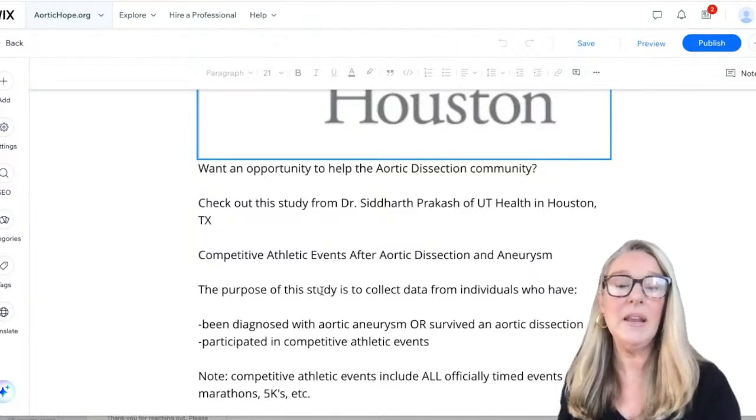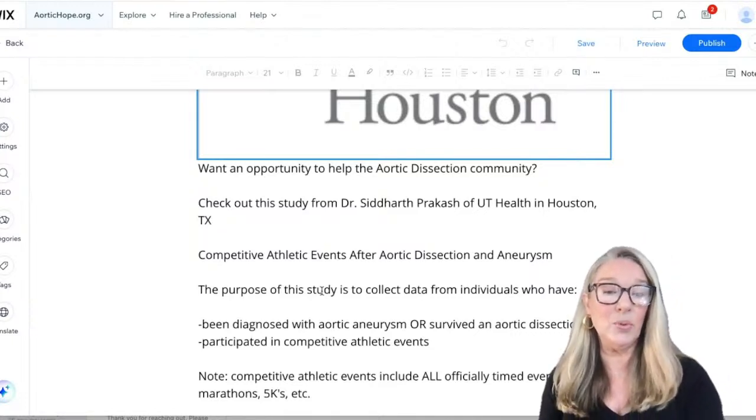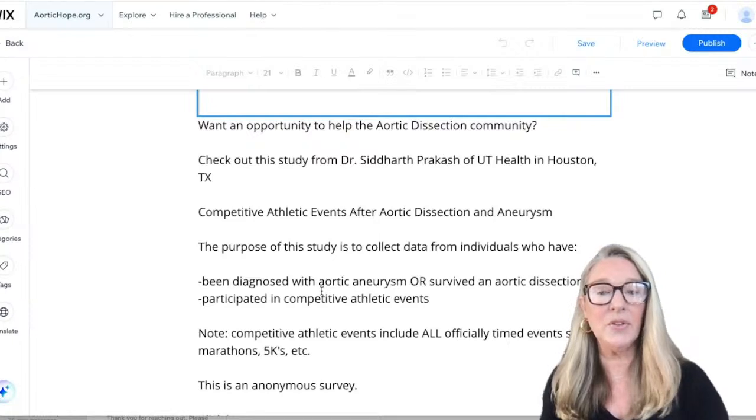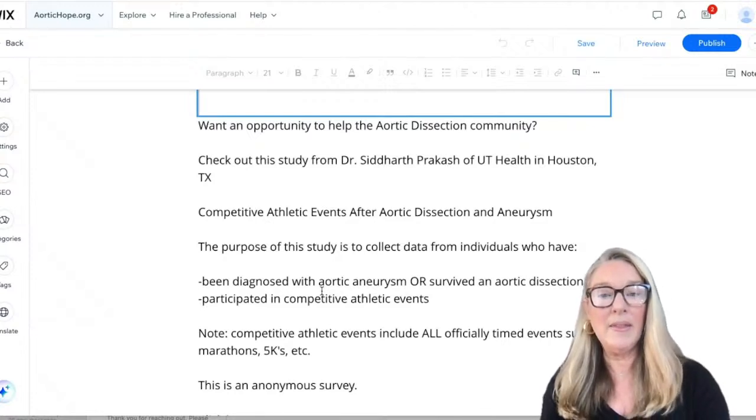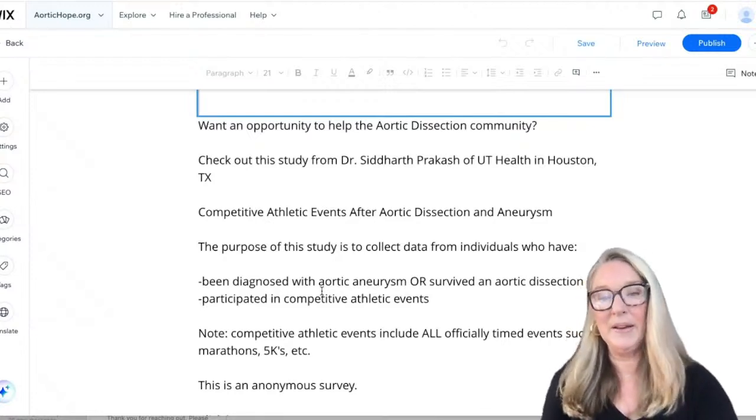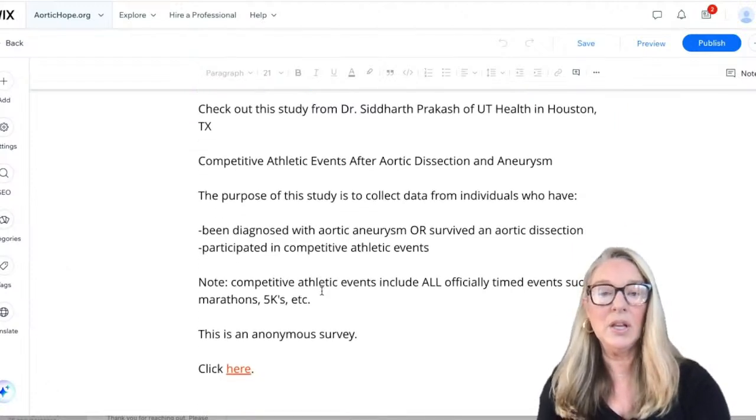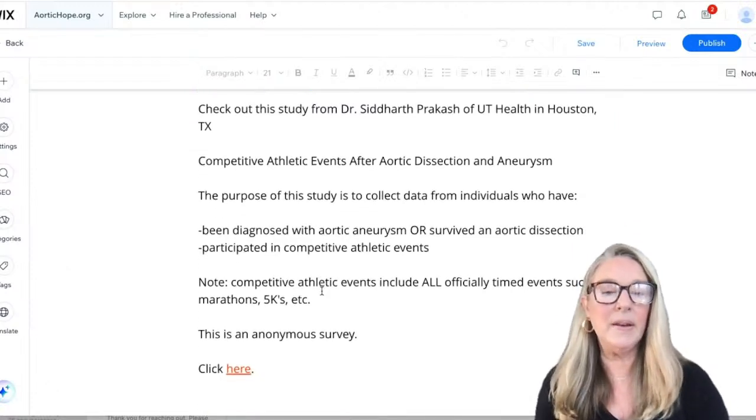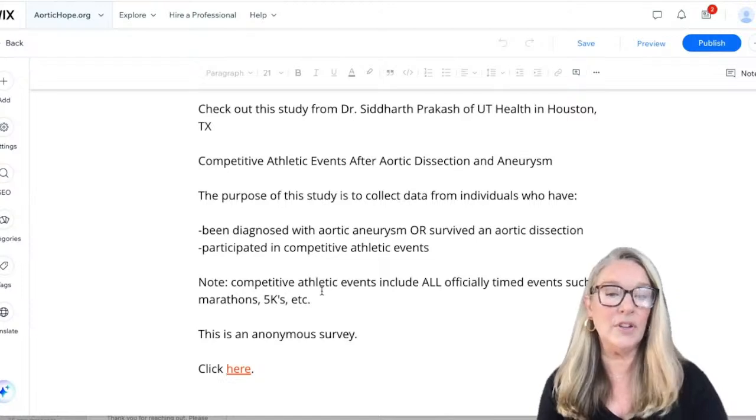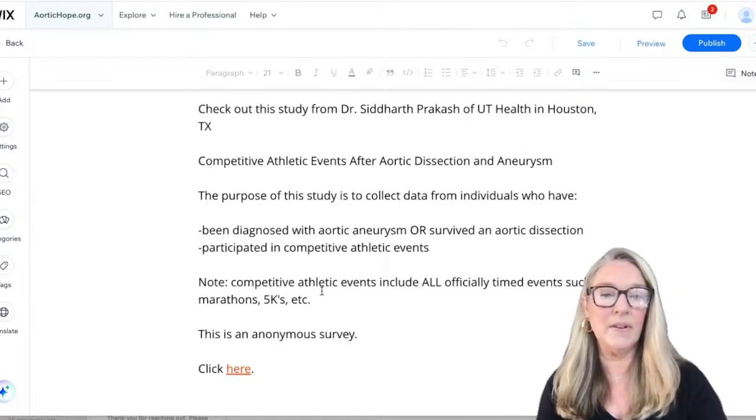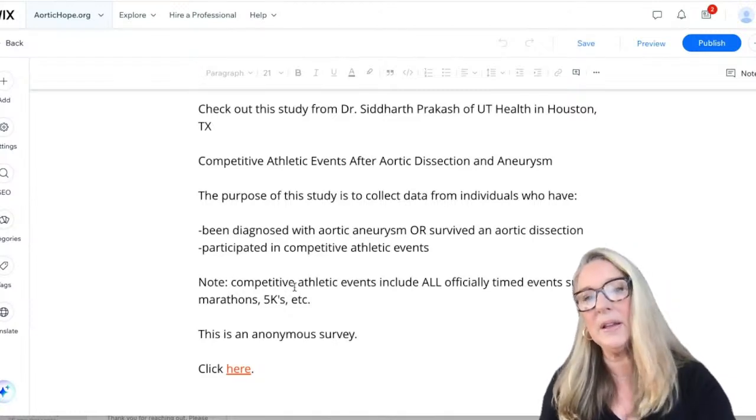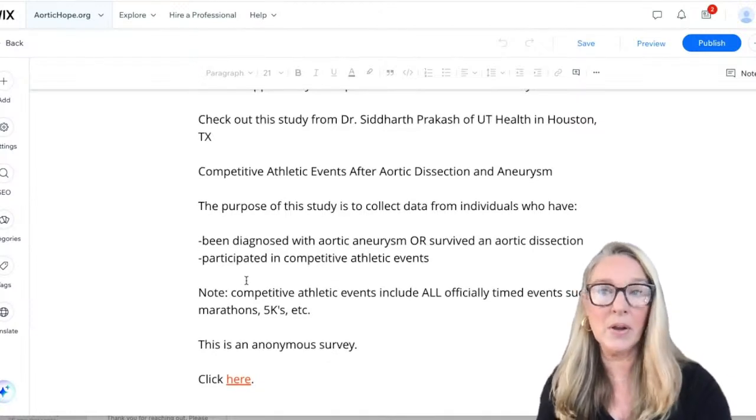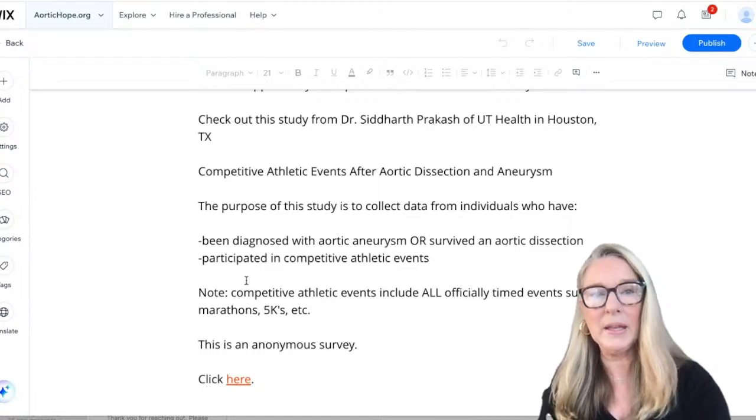The purpose of the study is to collect data from individuals who have been diagnosed with aortic aneurysm or survived an aortic dissection, and they participate in competitive athletic events. Note, competitive athletic events include all officially timed events such as marathons, 5Ks, etc. This is an anonymous survey. You can find some more information at aortichope.org by clicking on that link.